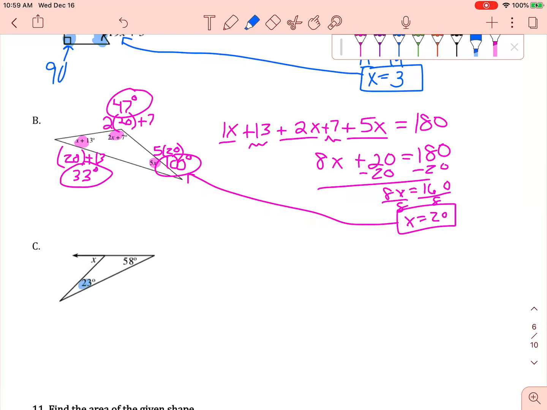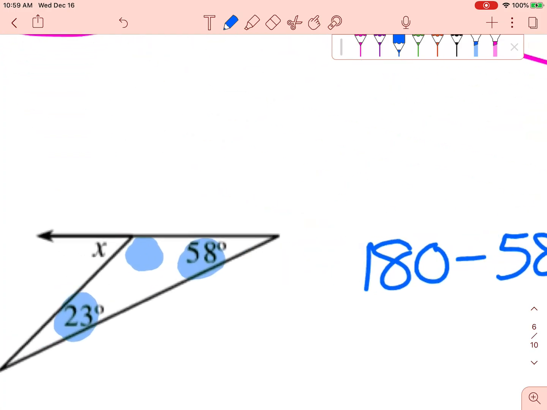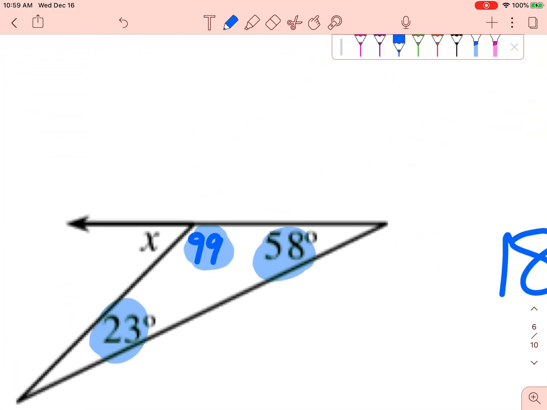Next problem, we are going to take all 3 of these angles right inside the triangle, and we are going to say they all add up to 180 degrees. We can work backwards, so we can say 180 minus 58 minus 23 is going to give us that missing angle measure that you see inside there. Okay, so 180 minus 58 minus 23. I'm getting 99 degrees. That means that this missing angle inside the triangle is 99 degrees.